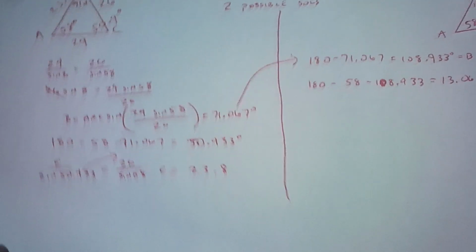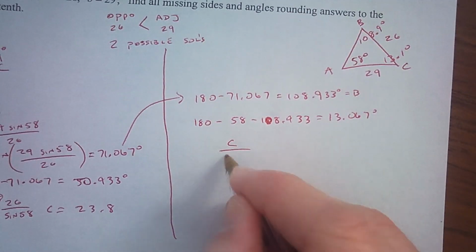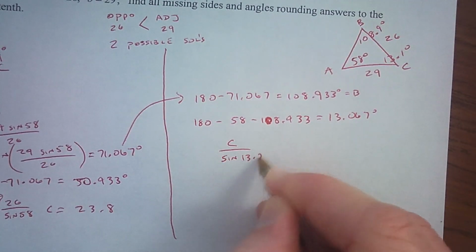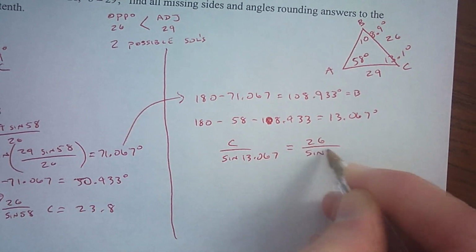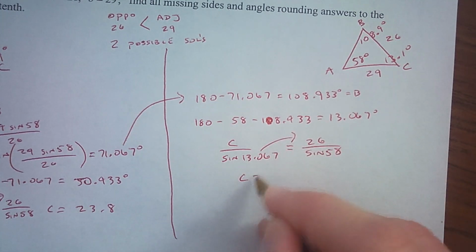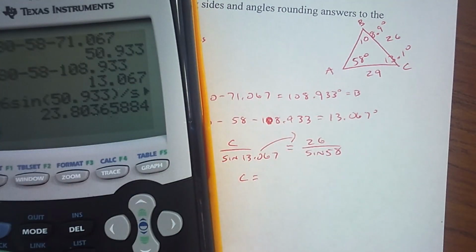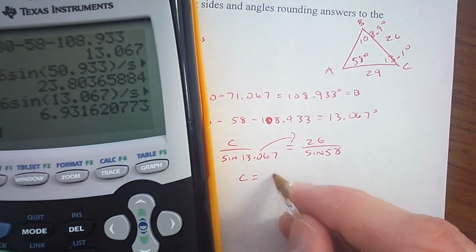Okay, then our other option for angle C. C is to sine 13.067 as 26 is to sine 58. And we multiply across. So we have 26 times sine 13.067 divided by sine 58. And we have 6.9.